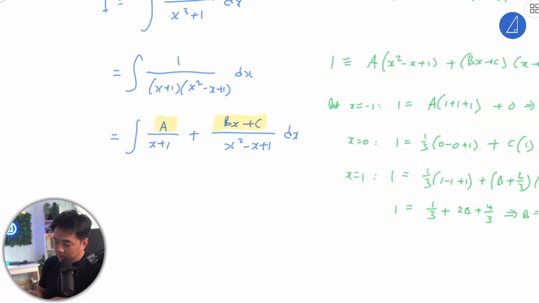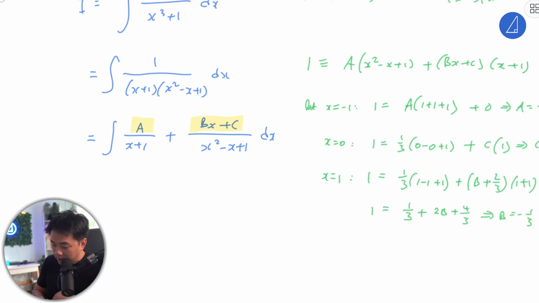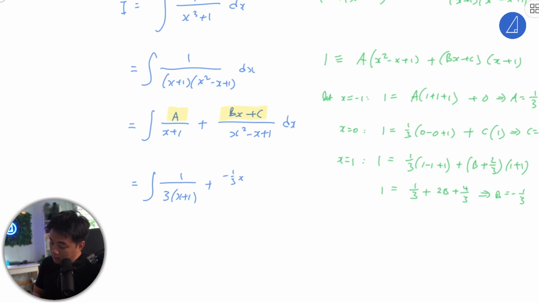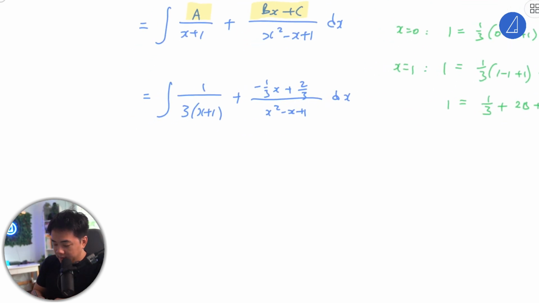So in this case, I'm just going to replace all the a, b, c in. So a will be 1/3 over x plus 1. Then b will be negative 1/3 times x. Then that will be plus 2, plus 2/3 for c dx. Done. So what I'm going to do is simplify this.